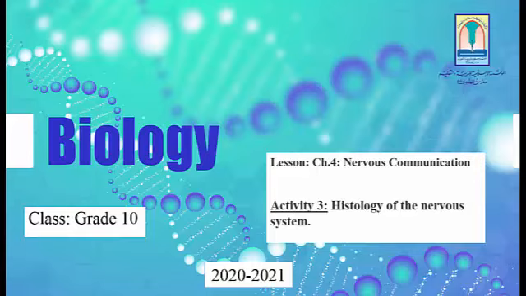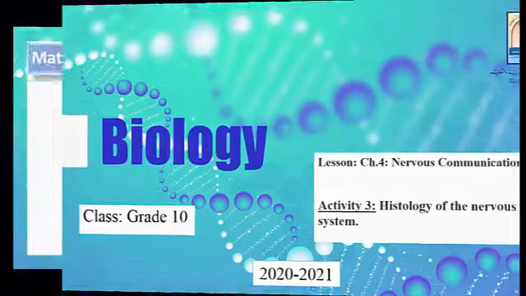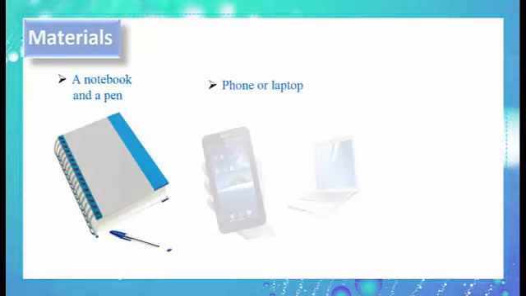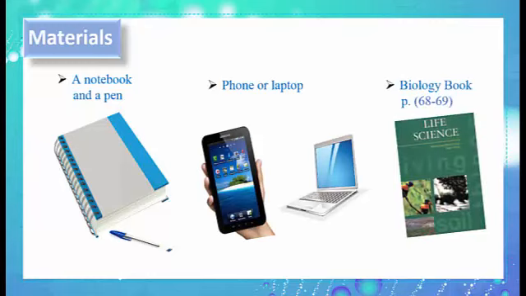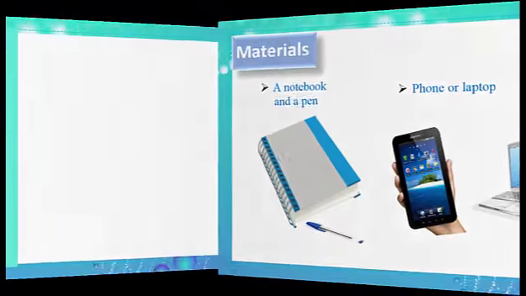Morning, dear. Today we have to start with activity 3 about the histology of the nervous system. First, as usual, you have to prepare your notebook and a pen, your phone or laptop, and open your biology book, page 68.